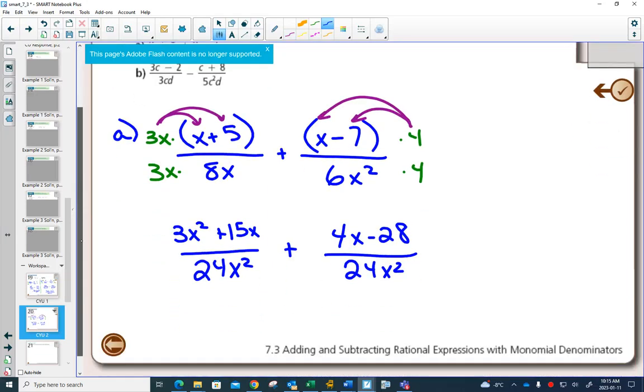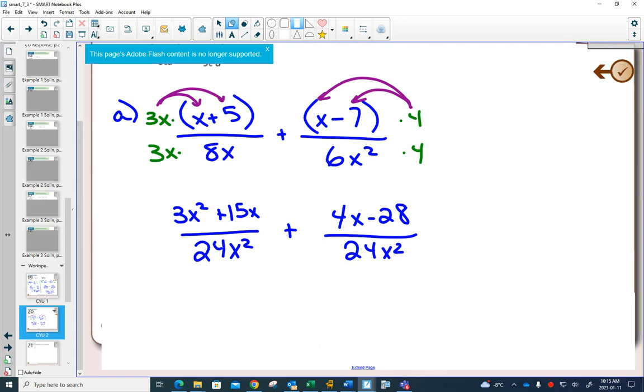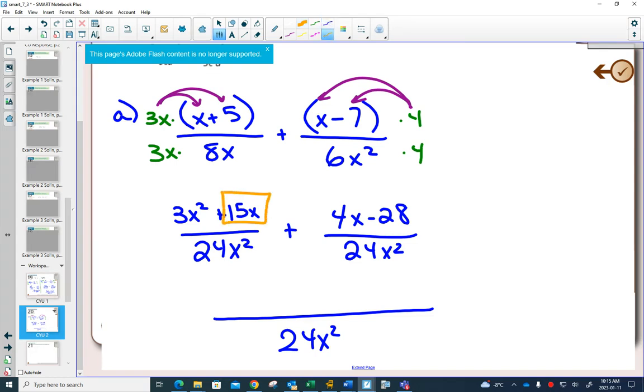Then, what is the rule for adding fractions? Once we have that common denominator, the bottom's going to stay 24x squared, and now we have to add the tops. In adding them, can you see that we have two of them that are like terms? So I have 3x squared, the 15x plus the 4x will now become plus 19x, and then minus 28.